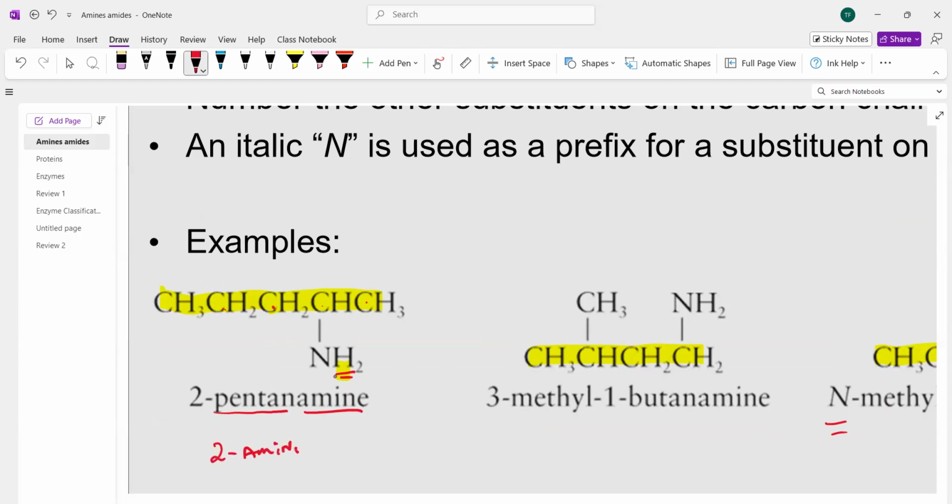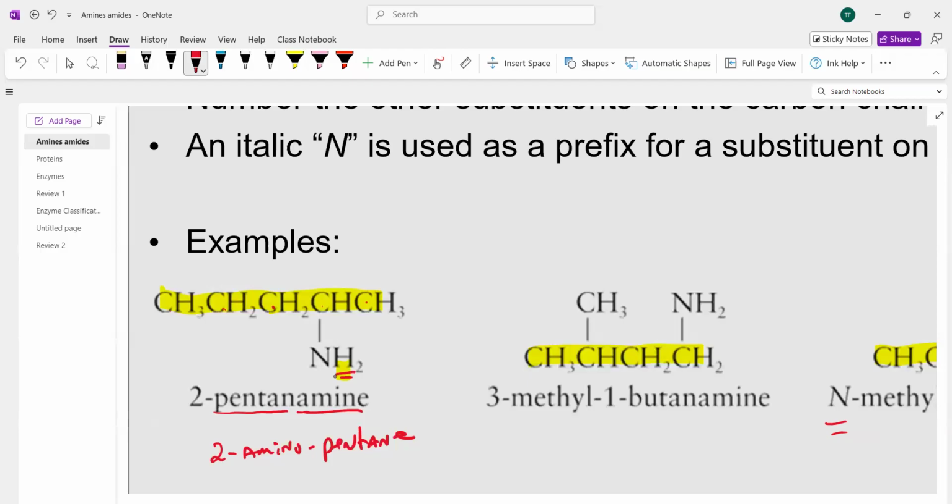Now, the IUPAC way to name this would be 2-amino pentane. Okay, 5-carbon backbone, alkane in this case. And there's a branch at carbon number 2, 2-amino pentane. Or if we name this the common way, it would be 2-pentaamine. That makes sense?